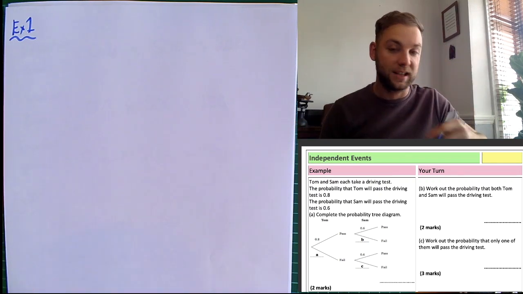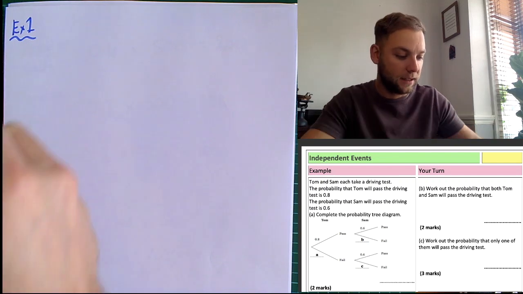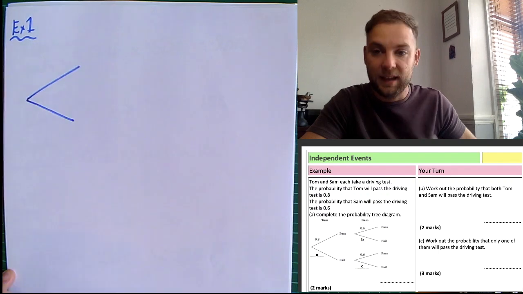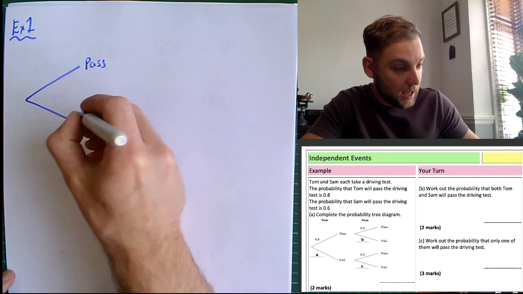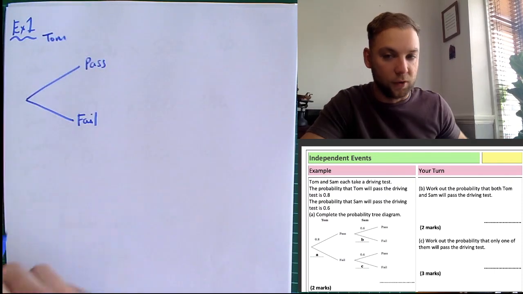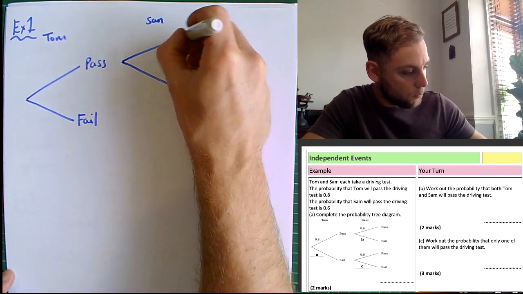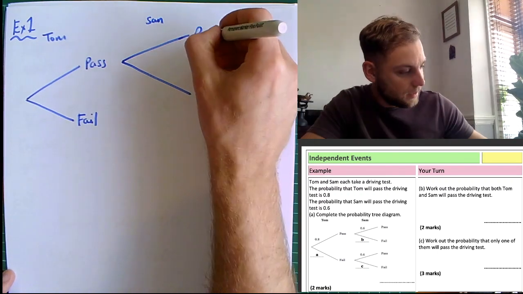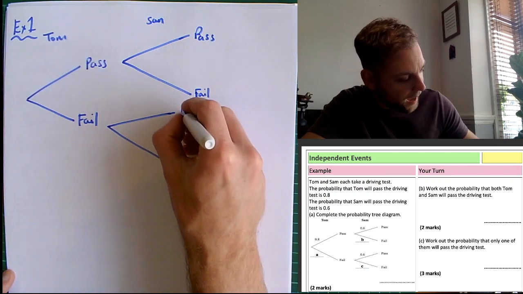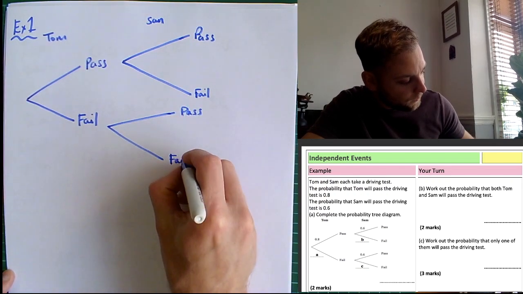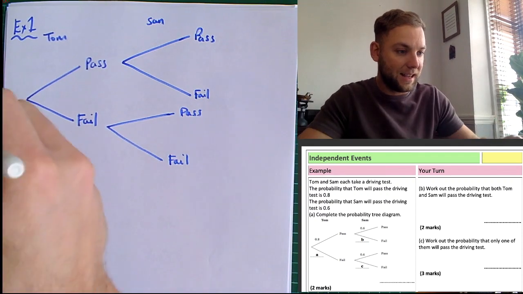So this pair of branches here will sum to 1, which comes from the mutually exclusive events part that we had. So here we've got pass and fail, and this is for Tom, because they've already labelled it for you, and then we've got Sam, and we've got pass, and we've got fail, and again this one here, pass and fail. Then what we do here is we can fill in these from what we've been told.